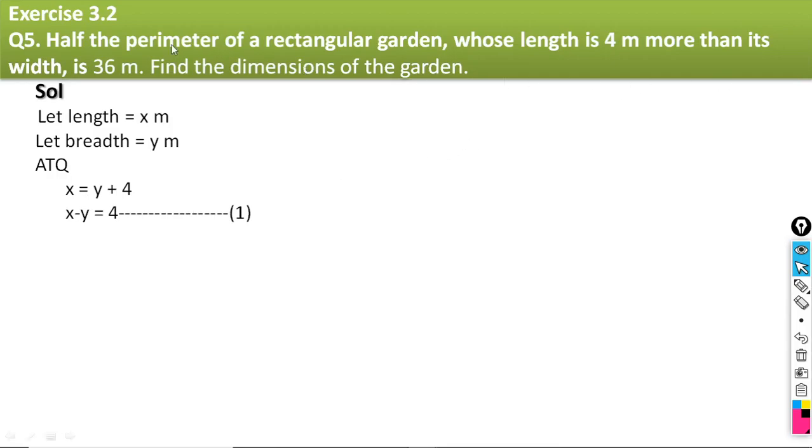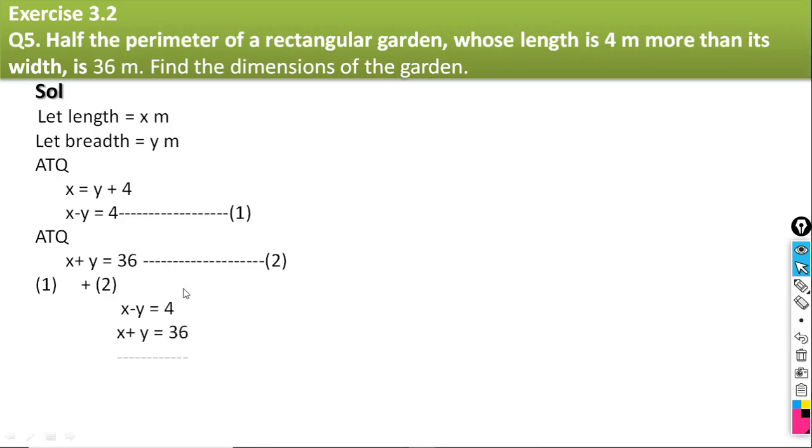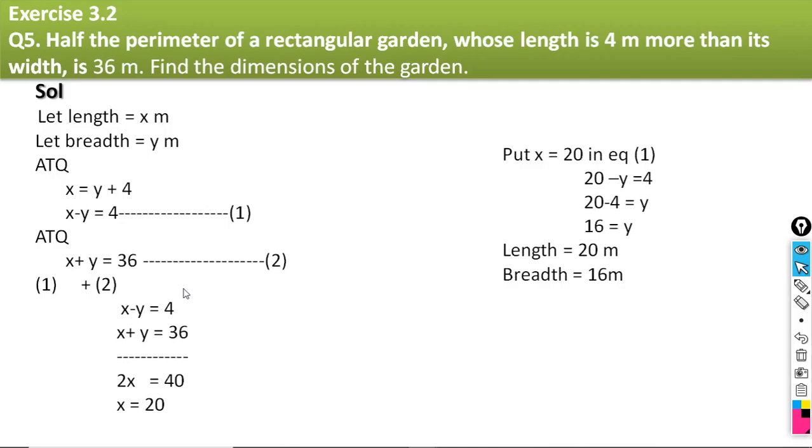And half the perimeter of a rectangular garden: the perimeter is 2 times length plus breadth, but half of this will be x plus y. So the second equation is x plus y equals 36. We'll solve them by adding. After addition, we get x equals 20. Substituting this in equation number 1, the value of y is equal to 16. So the length is 20 meter and the breadth is 16 meter.